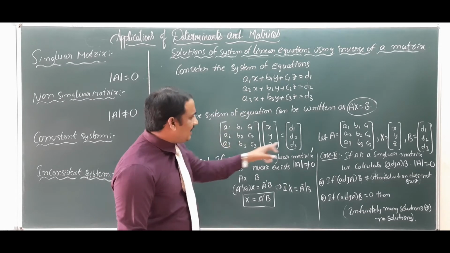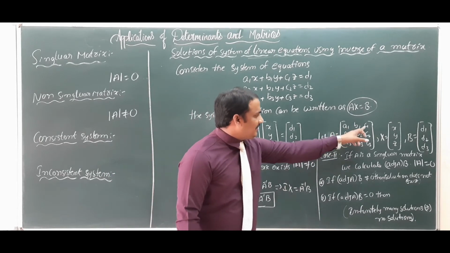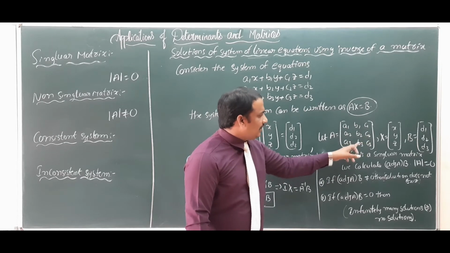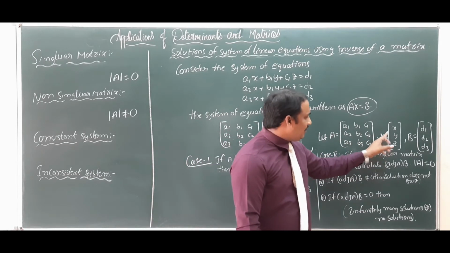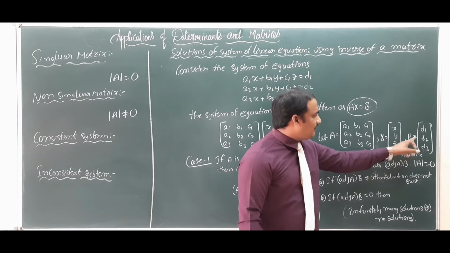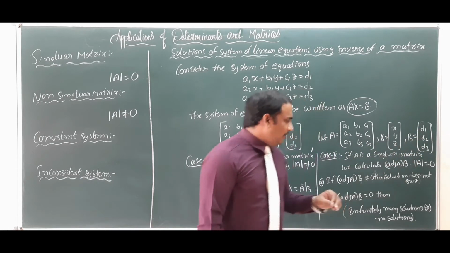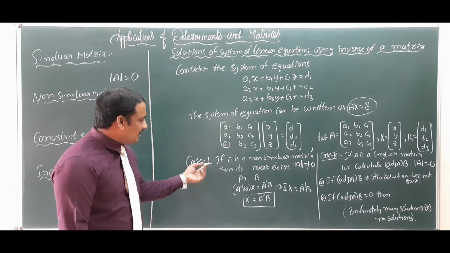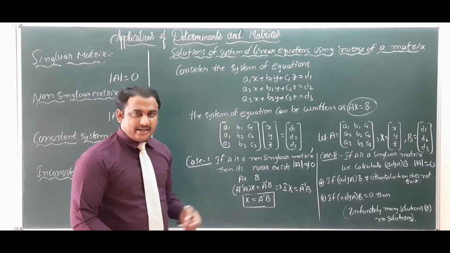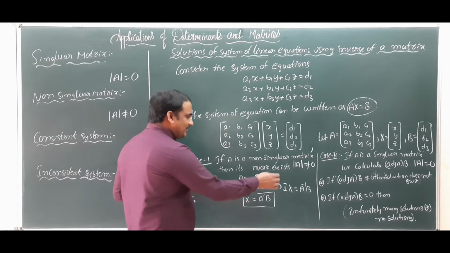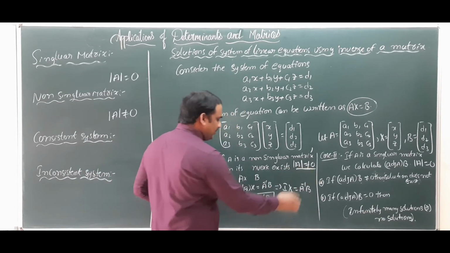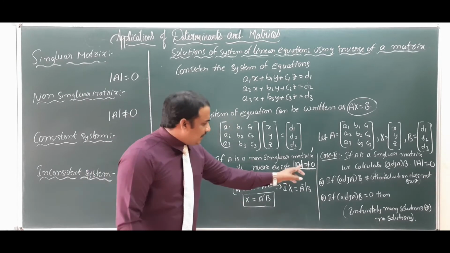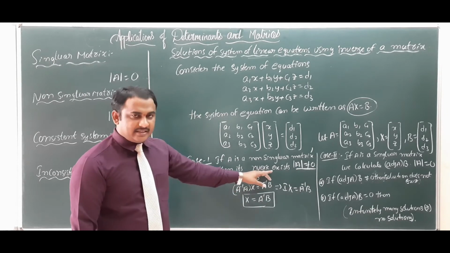Now here, capital A equal to a1, b1, c1, a2, b2, c2, a3, b3, c3. Capital X equal to x, y, z. Capital B equal to d1, d2, d3. Now after that, you have to see case 1. What is case 1? If A is a non-singular matrix, non-singular means |A| not equal to 0. If |A| not equal to 0, then its inverse exists.